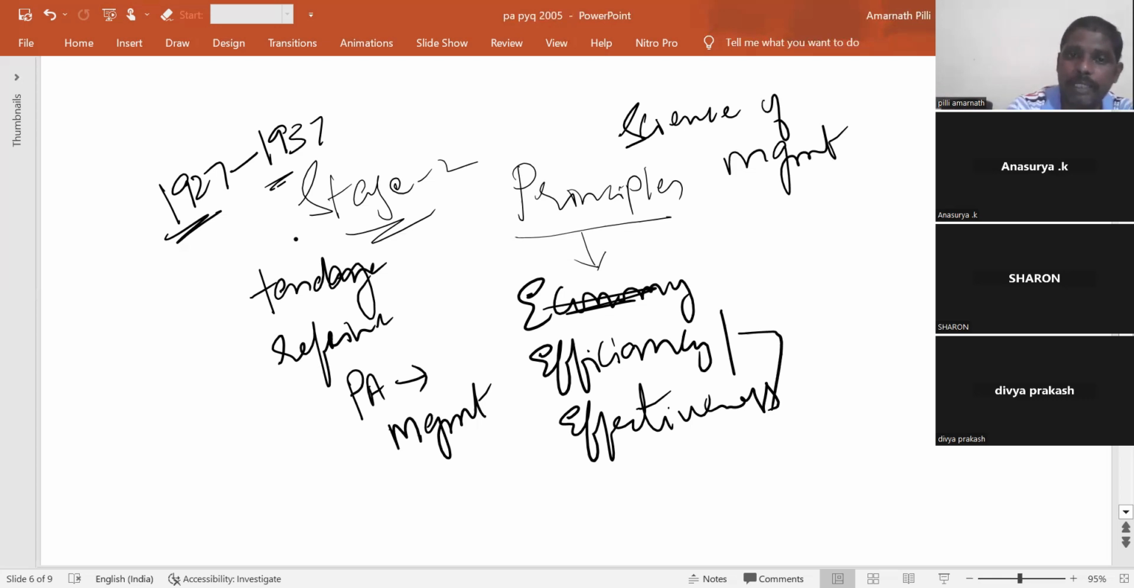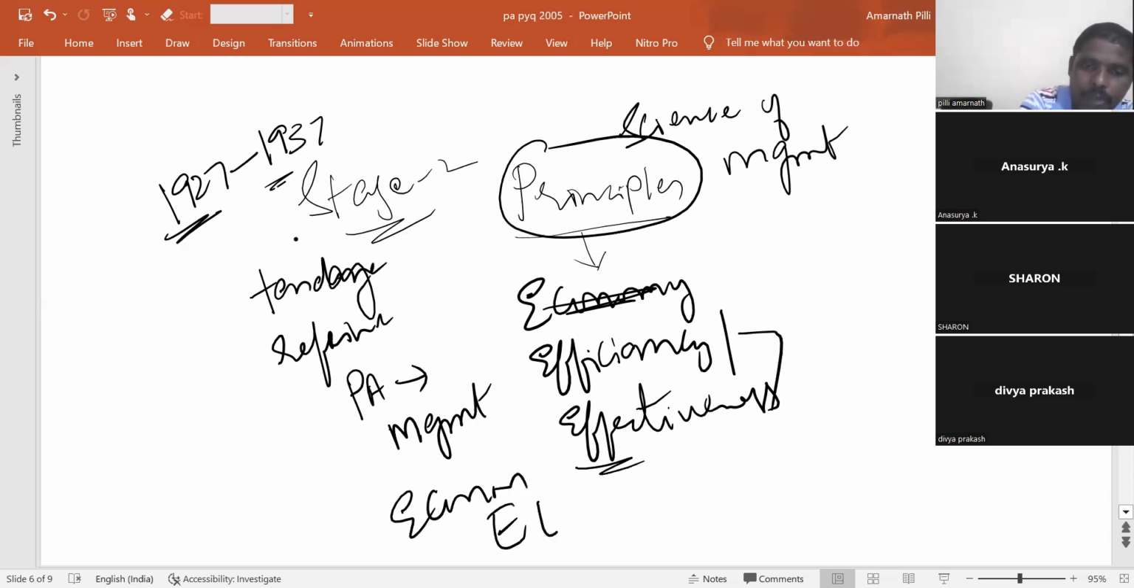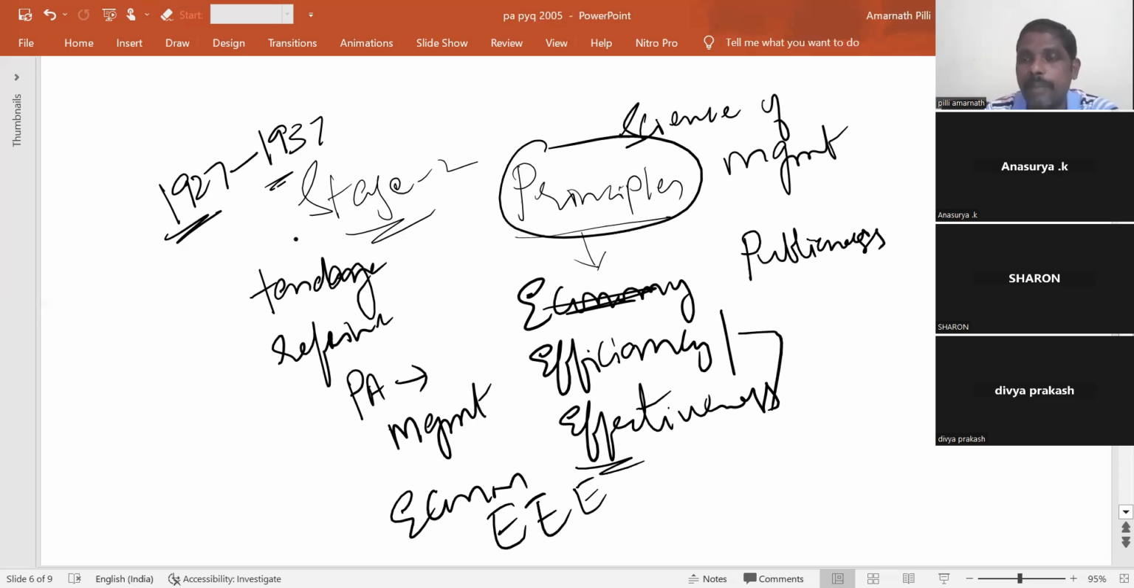by stressing on principles, by stressing on efficiency and effectiveness and economy also. Even remember this economy. So three E's: efficiency, economy, and effectiveness. By stressing on these three, the publicness of public administration was lost. The importance of publicness was lost.